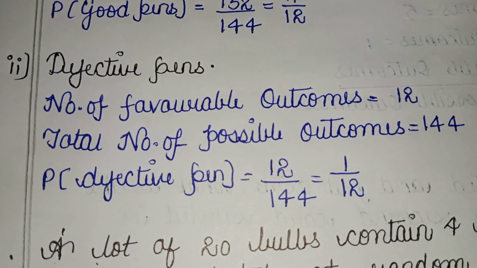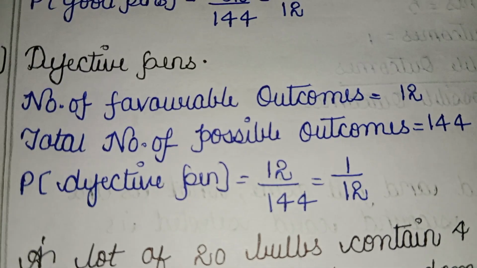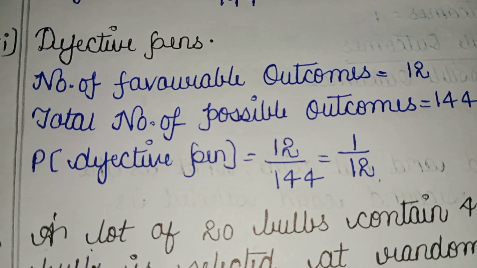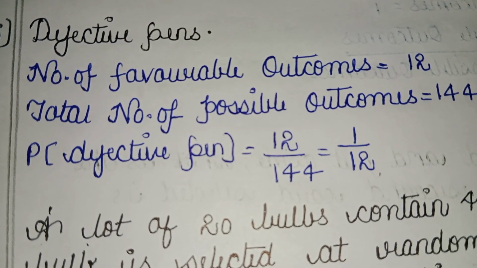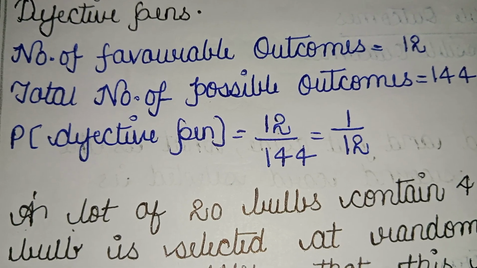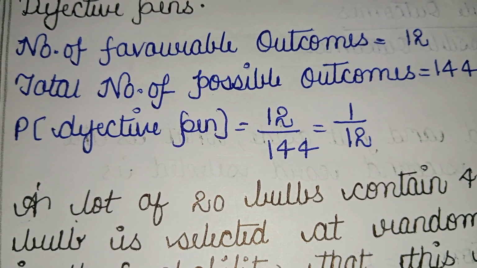Second one, defective pens. Number of favorable outcomes is equal to defective. How many are there? 12. So total possibility is equal to 144. Probability of defective is equal to number of favorable outcomes by total number of possible outcomes. So 12 by 144. 12 ones are 12, 12 twelves are 144. That is equal to 1 by 12.